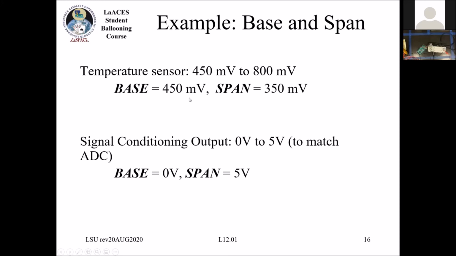And in this case, like I said, we use these terms called the base and the span. So the base is the lowest expected measurement, and the span is the width of the total measurement. So in this case, our original signal, the base is 450 millivolts, and the span is 350, right? It's just the highest value minus the lowest value. And what we want to do is change it to a 0 to 5 volt signal.